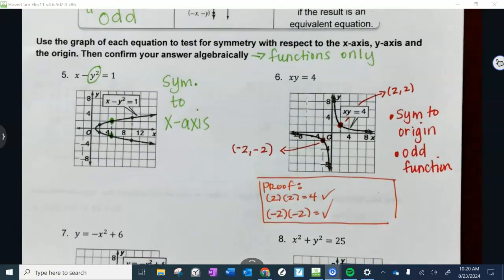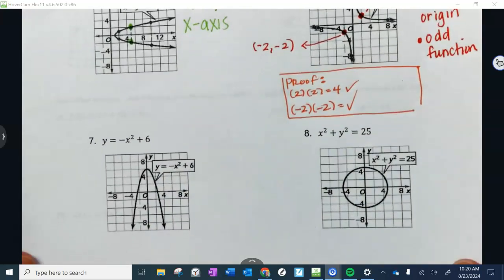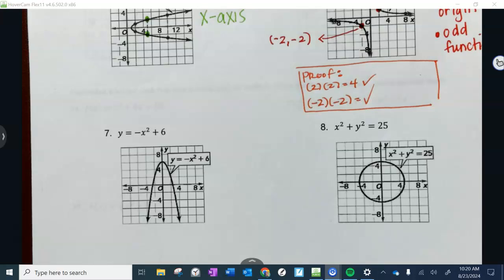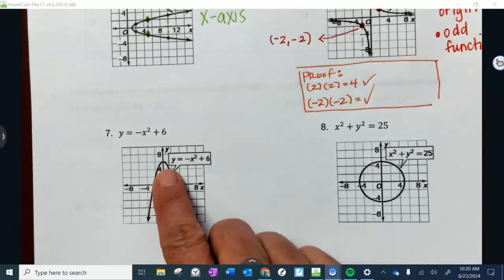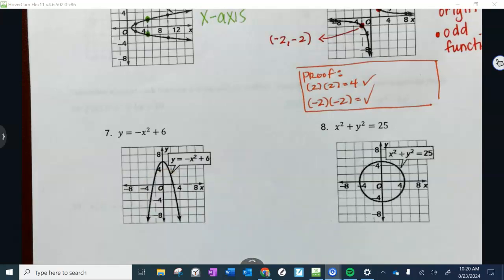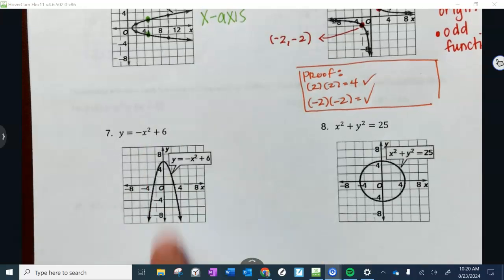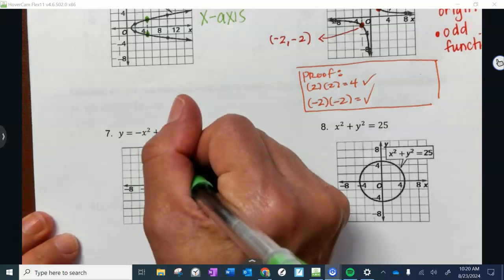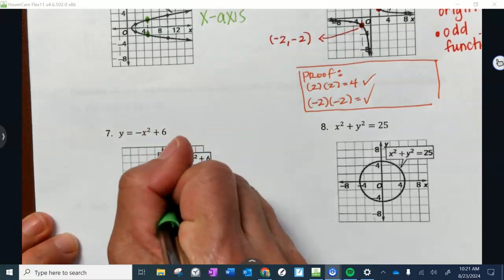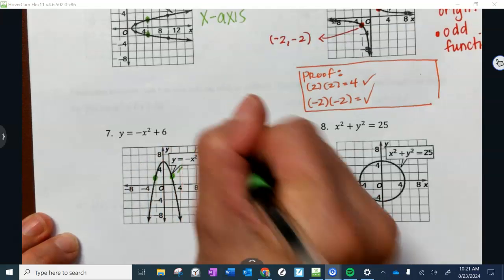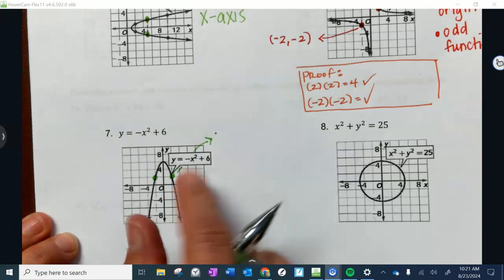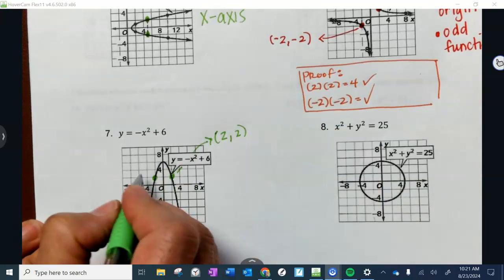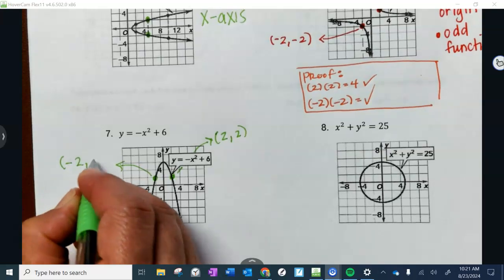All right, let's take a look at problem 7. So for problem 7, y'all listen. All parabolas that have a vertex on the y-axis are always even functions. We're going to prove it. All right, so for this, let's use these 2 ordered pairs. So again, this ordered pair in quadrant 1 is 2, 2. But in quadrant 2, it's negative 2, positive 2.